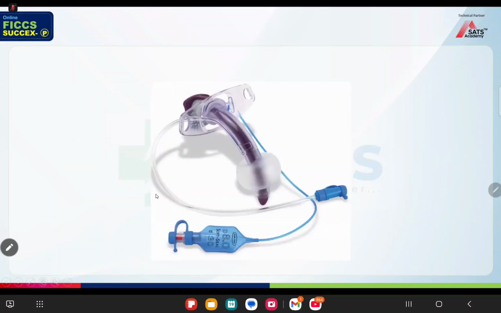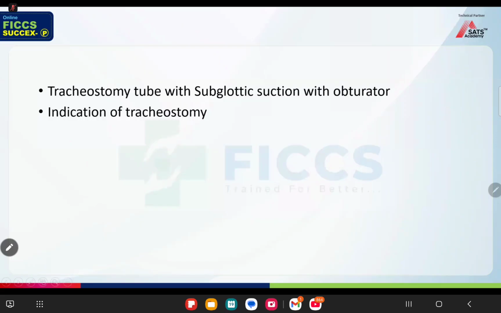So this is a tracheostomy tube. You answered all the parts, only the obturator you could have mentioned. So a tracheostomy tube is an airway tube with an obturator.